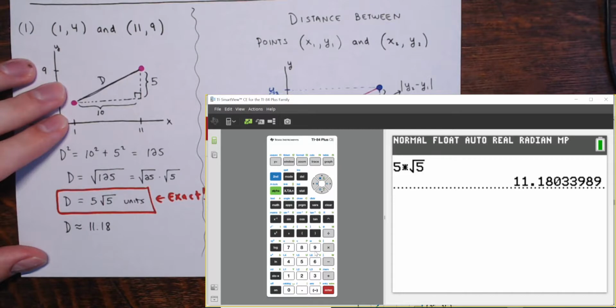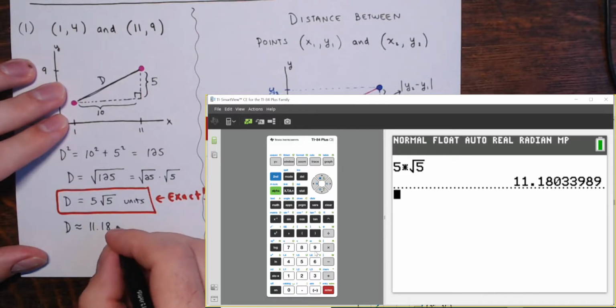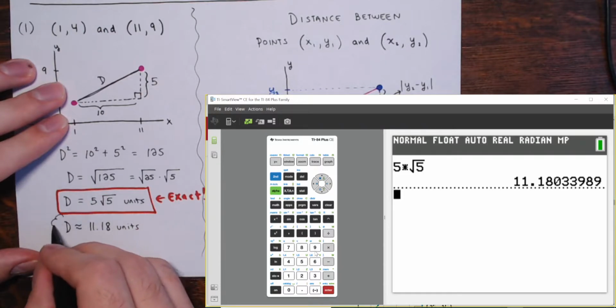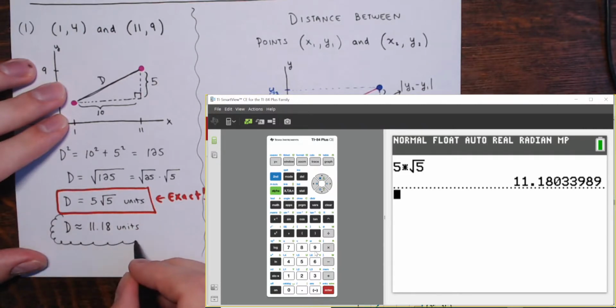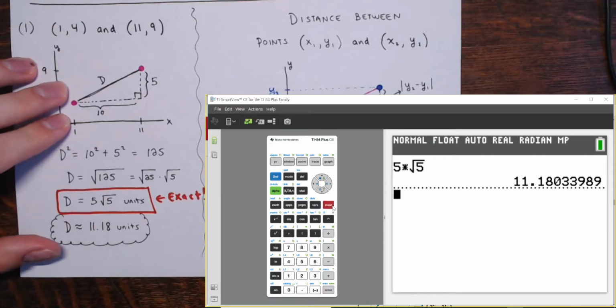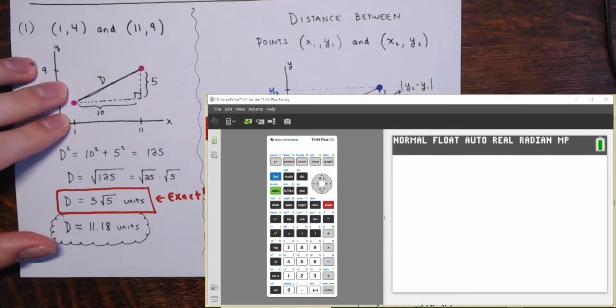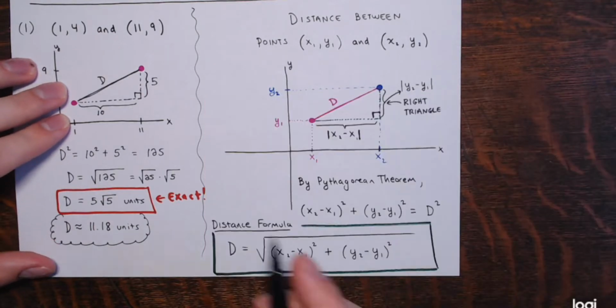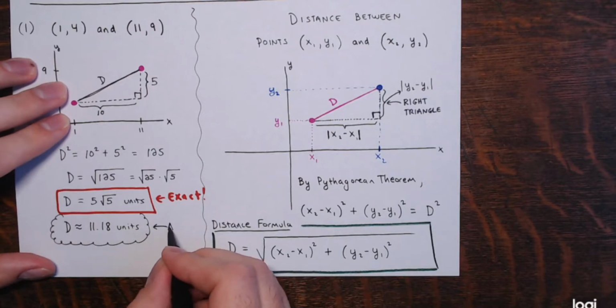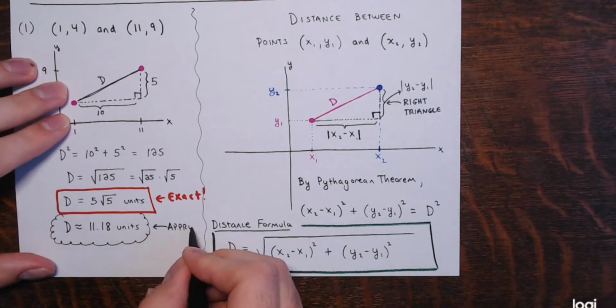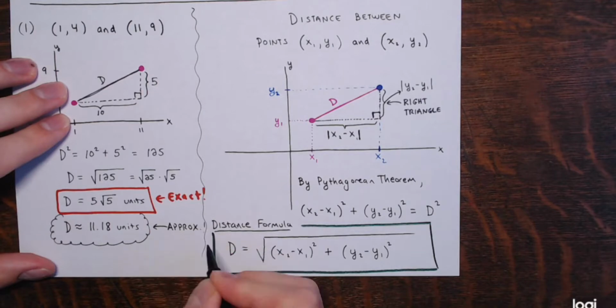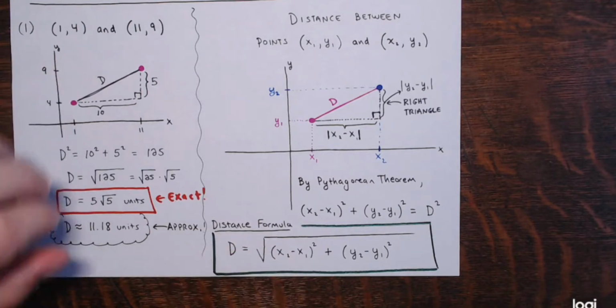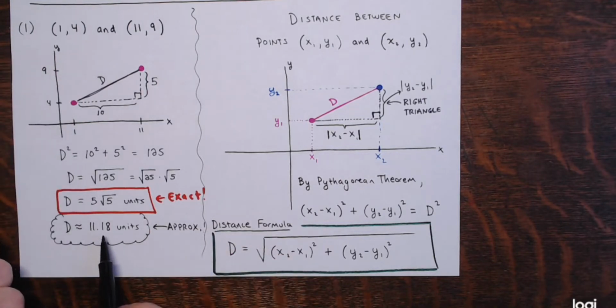But I'm going to go to the nearest hundredth. So the distance between these 2 points is approximately 11.18 units. Right, let's clear that. Get that out of here. And this would be an approximate answer, right? I'll just put APPROX dot, right? An approximate versus an exact, right?